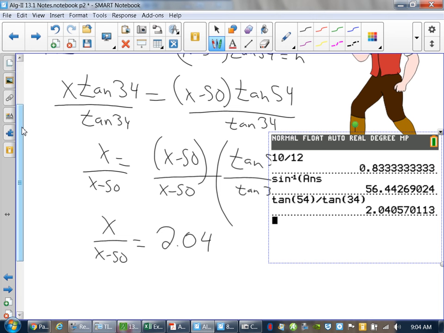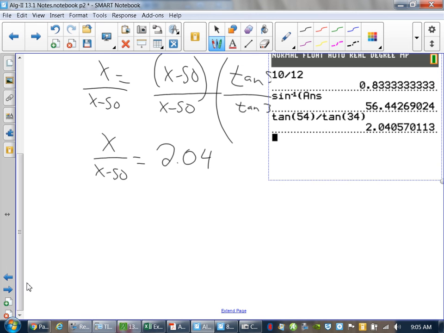Now, the way that I set this up is longer than it needed to be, because I wanted to show you guys how you can get the decimal value and leave the variables on one side and move stuff back and forth. So what I want to change this to now is to bring this back up there. So I'm going to have x equals 2.04 times x minus 50.